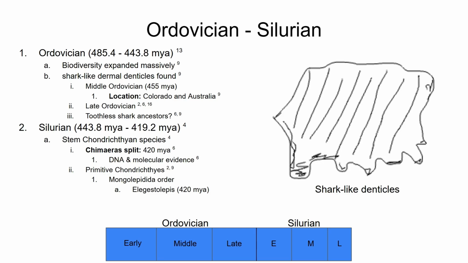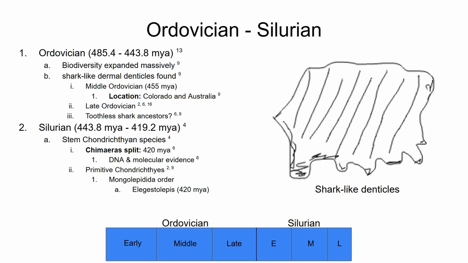We are moving on to the Silurian period, which ranged from 443.8 to 419.2 million years ago. What appeared in the Silurian period? Scientists discovered a fossil of a species that the stem Chondrichthyes evolved from in Silurian period rocks. Scientists uncovered more dermal denticles.